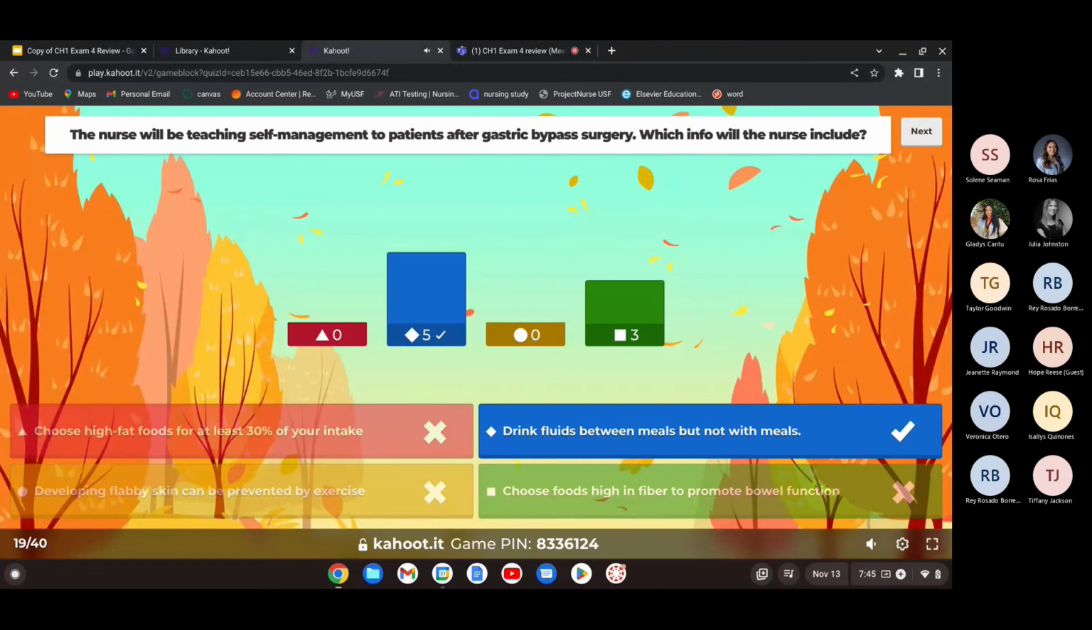Awesome. We want to have them drink fluids between meals, but not with meals. This is because their stomachs are super, super small, so they're not going to have as much room for food, specifically nutrients. Water is good, but it provides no nutritional value to these patients. So when we're eating, we want to make sure that we're not drinking a lot of fluids. Also, right after post-op, they're on pureed foods as well.